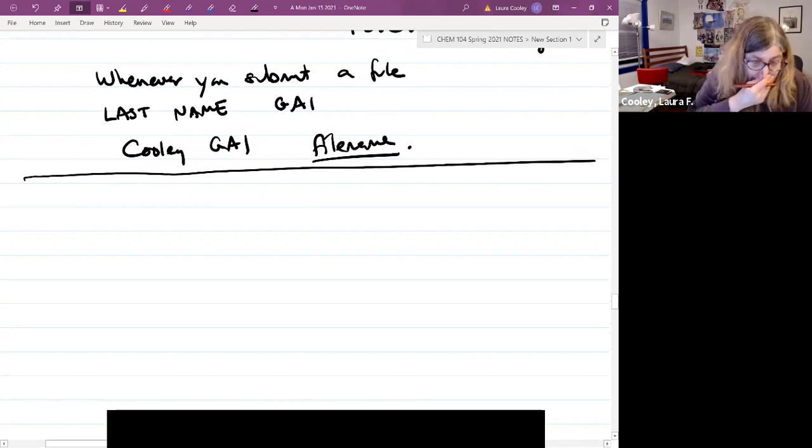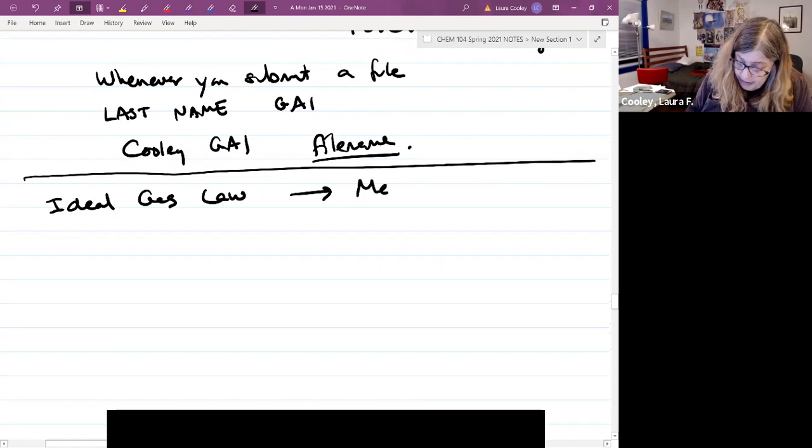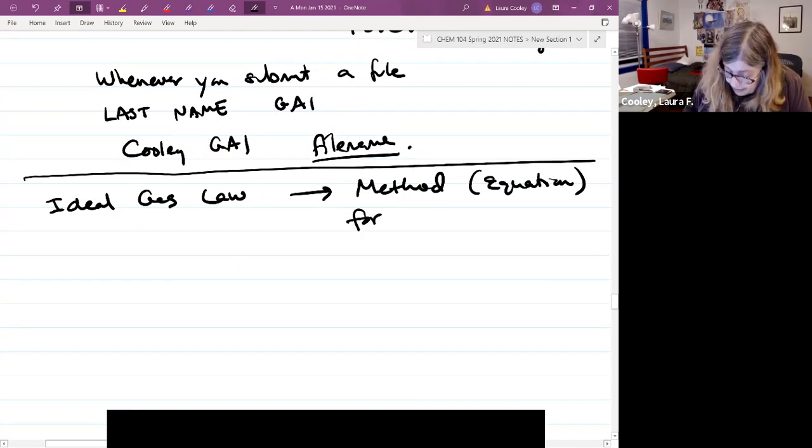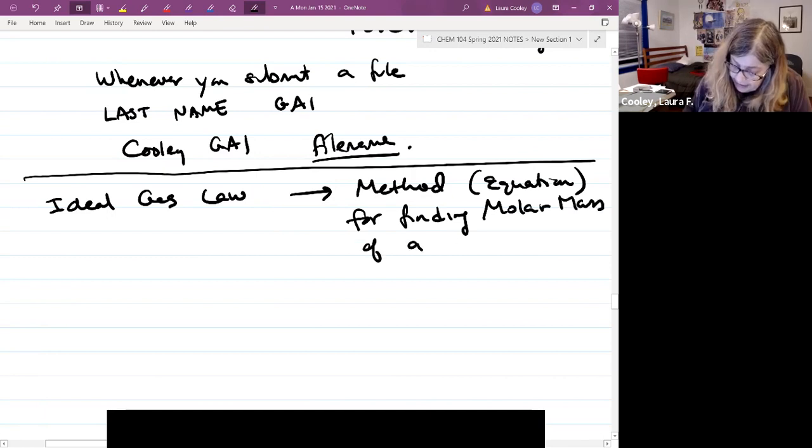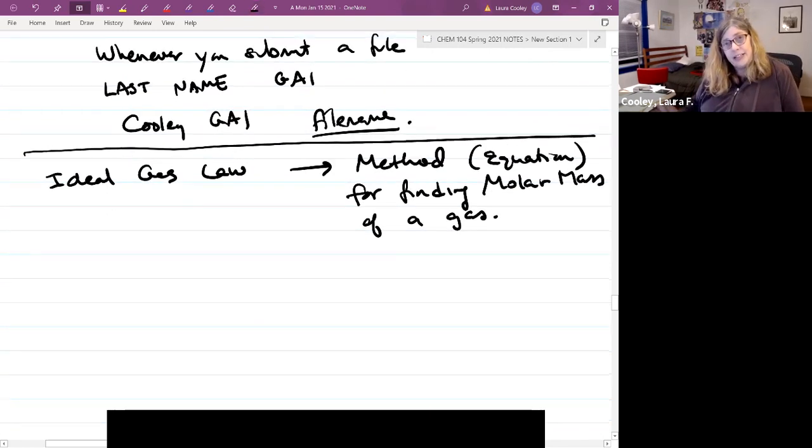Okay, well, the ideal gas law leads to a very nice method. I should say it leads to an equation. I call it a method for finding the molar mass of a gas, which we didn't cover, and it's in lab tomorrow.